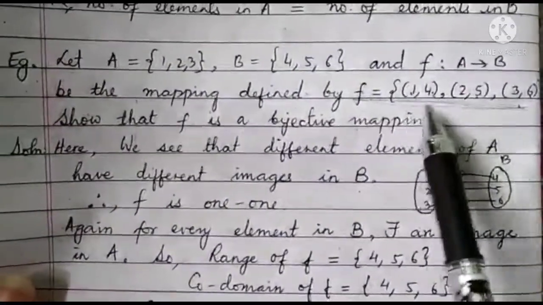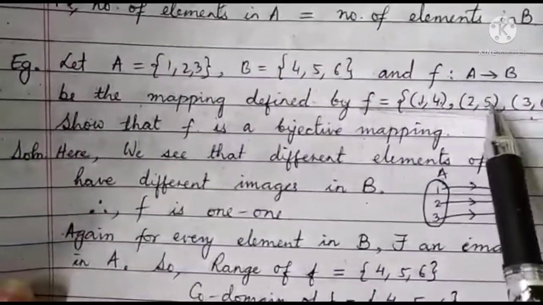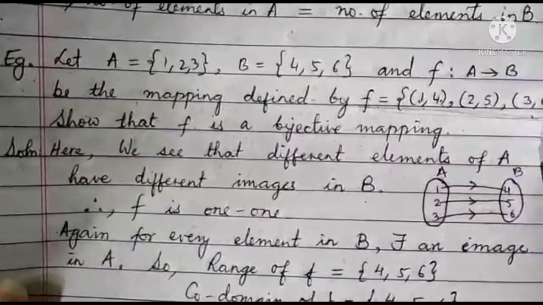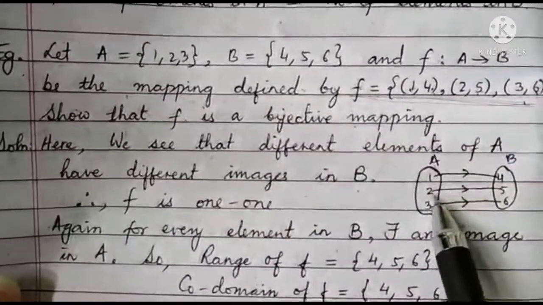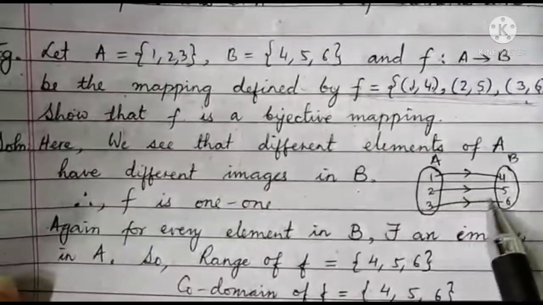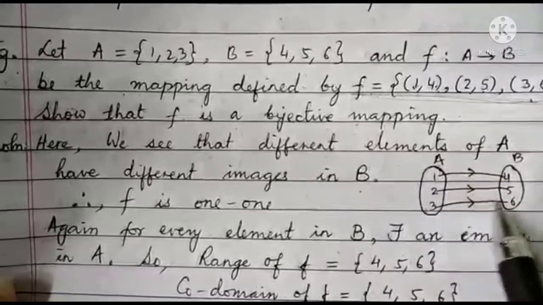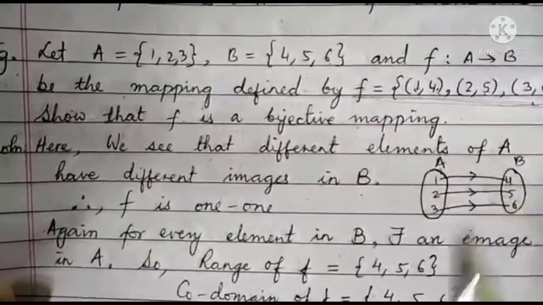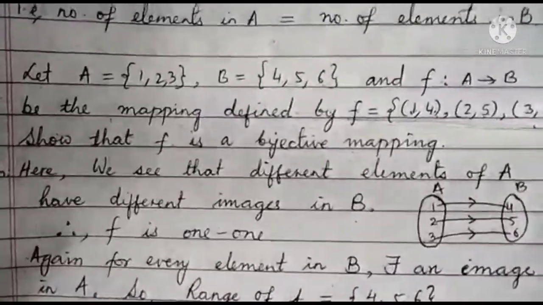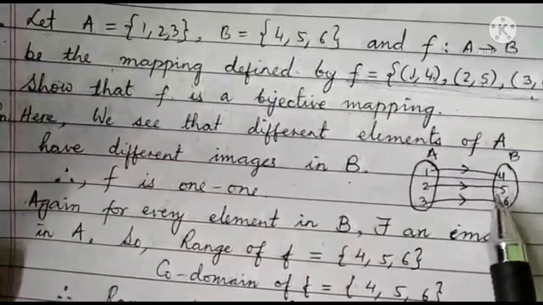Now you can see in this one, 1 is related to 4, 2 is related to 5 and 3 is related to 6. So in the diagram, 1 maps into 4, 2 maps into 5, 3 maps into 6. So each element of A has a different image in B. So clearly your function is one-to-one. Got it? And at the same time, whether it is onto or not.